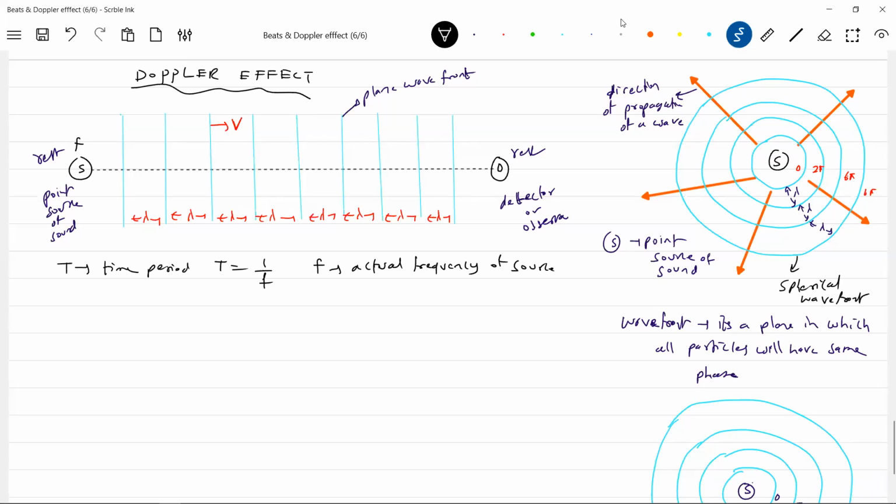What are the equations we can write? Speed of the wave, F is equal to V by lambda. Or this F you can further write as 1 by T. So in fact, lambda you can write as VT. Now what is T? For every interval of time T, one wave will be emitted. The first comes at T equals 0, the second after some time T, then after 2T, 3T, 4T, 5T. For every one time period T, one wavefront will be emitted by the source. You should have this imagination.